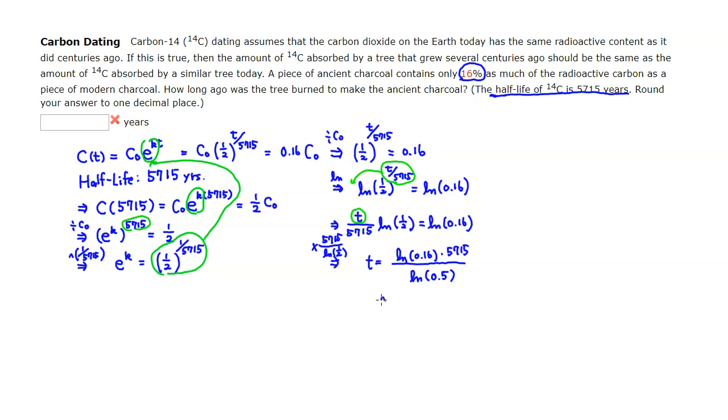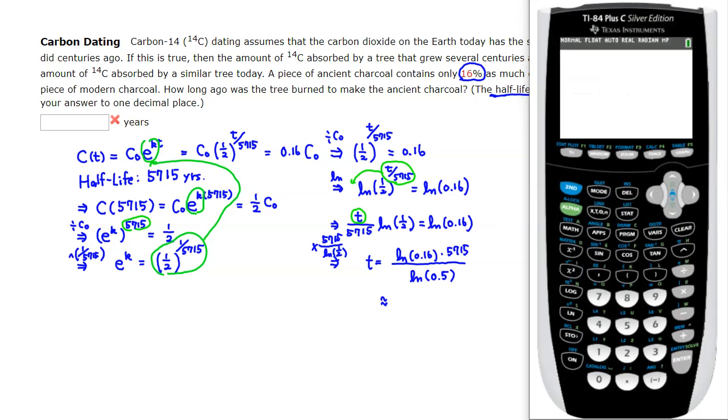So let's find this value here. I'm going to bring out a calculator. We need to find the natural log of 0.16, then multiply by 5,715, then divide by the natural log of 0.5. Punch that into a calculator, and it came out to be 15,109.6. Since the answer wanted one decimal place, it's 15,109.6. The unit is years.